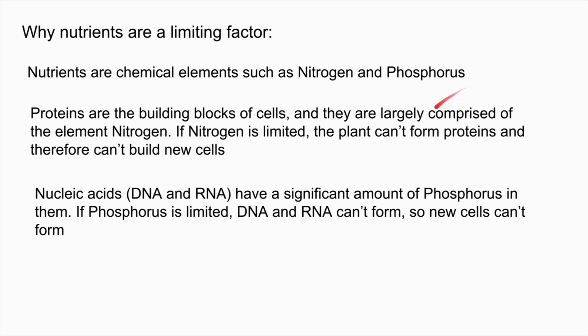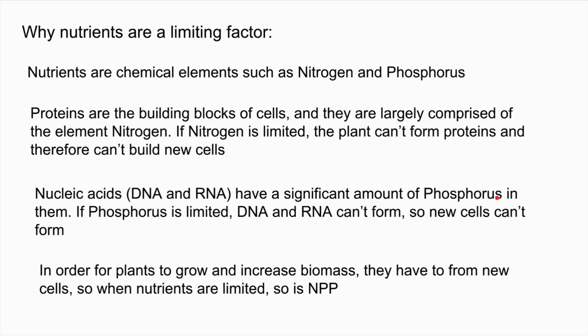Now, phosphorus is important because all organisms need RNA and DNA. So nucleic acids are important in replication and in the cells communicating through the ribosomes on what proteins need to be built. And so if you limit this phosphorus, you limit the ability, again, of cells to form. So in order for plants to grow and increase biomass, they have to have nutrients. Everybody knows this, right? Farmers put fertilizer on plants to make them grow. That's because they can't grow if they don't have access to these elements.